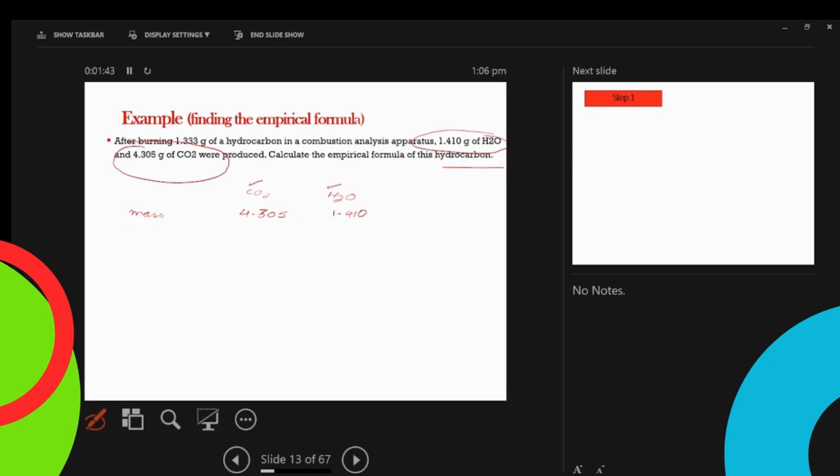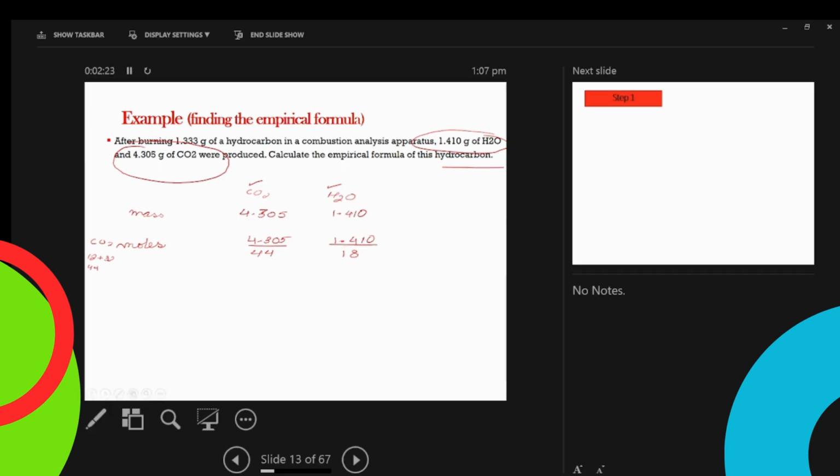Now the second step is to find the moles. The formula for moles is the given mass divided by the molar mass. The molar mass of carbon dioxide, just calculate on the side: it's 1 carbon and 2 oxygen, which means 12 plus 2 times 16, which is 32, so it would be 44 grams per mole. So we divide 4.305 by 44, and you need to use the calculator to get the correct answer. And 1.410 divided by 18, because oxygen is 16 and hydrogen is 1, so 1 times 2 is 2, and 2 plus 16 is 18. When we divide them, we'll get the answer.